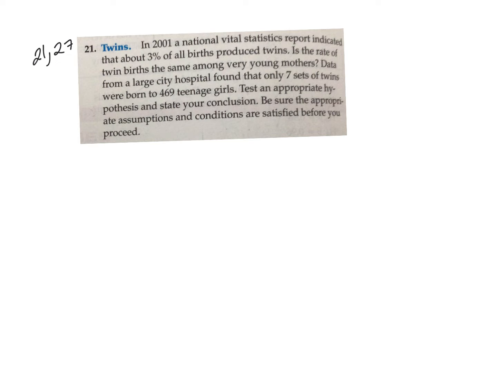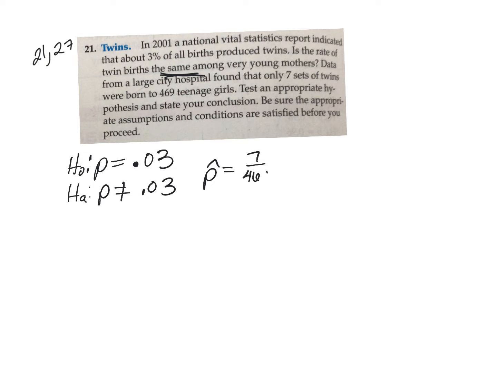So our null hypothesis is that P equals what? 0.03. And our alternative hypothesis is that P, is it the same, so does not equal 0.03. Okay. So it just says, is the rate of twin births the same? And so the alternative is not giving us a direction, right? Greater than or less than, so we're going to do a not equal to. Our P hat is 7 over 469. 7 divided by 469. That's 0.0149.